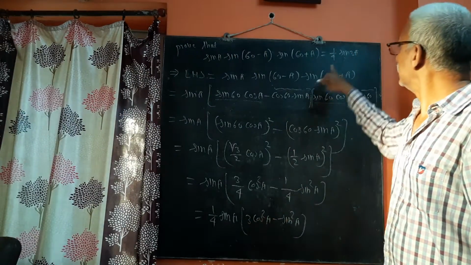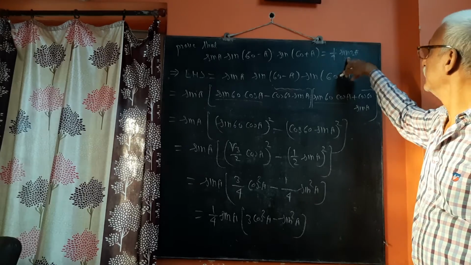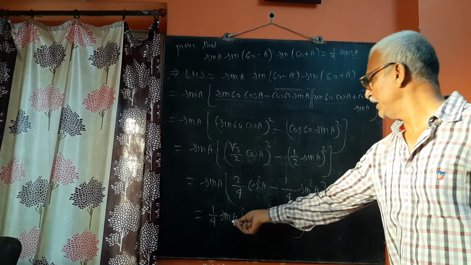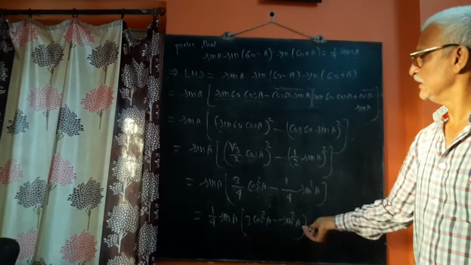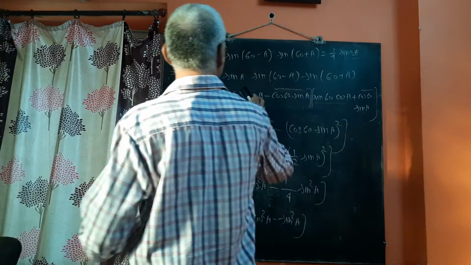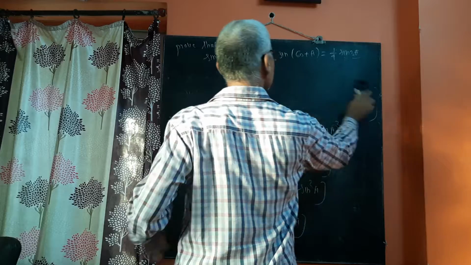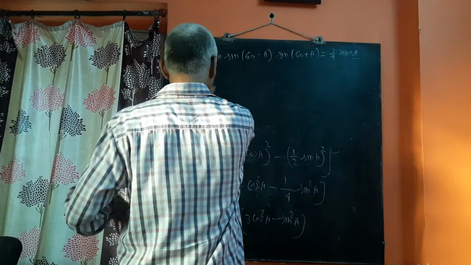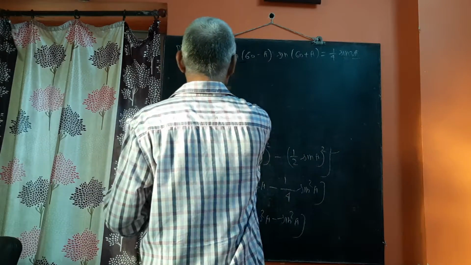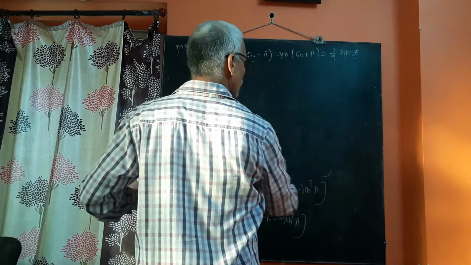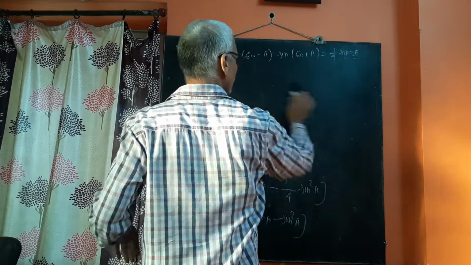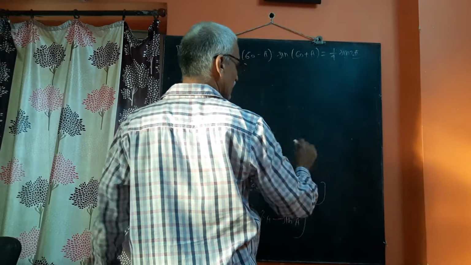Is it sin 3A? Here the angle is 3A. Here it is only A, single angle is there. That means again we have to simplify it in such a way that you should get 1 by 4 sin 3A. Now to get that, you should remember the formula of sin 3A. See here, I write here.